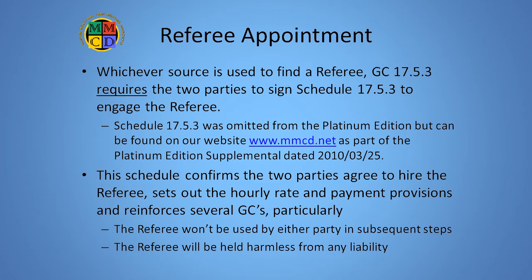By restating the commitment to GC 17.5.13, the parties agree they will not unilaterally use a referee in a subsequent dispute resolution step. In other words, the referee cannot subsequently work for only one party. It also ensures that neither party can call upon the referee to give evidence or directly use the referee's opinion as evidence in court or arbitration. This does not mean the parties cannot use the referee's opinion in preparing their arguments, just that they cannot bring it into evidence.